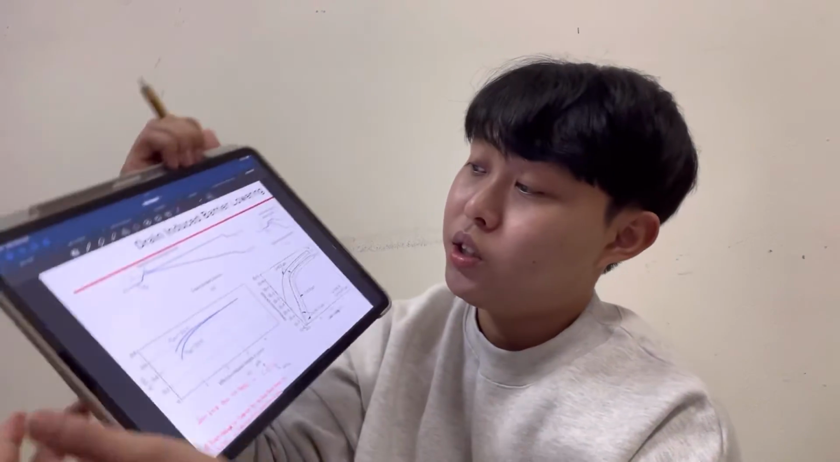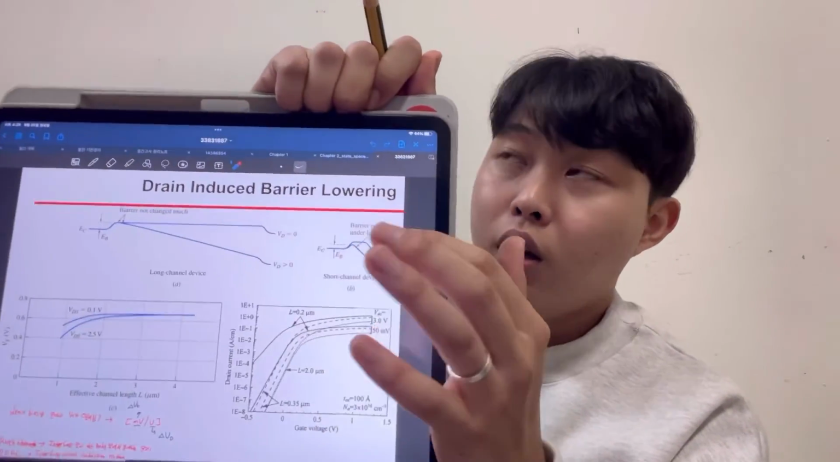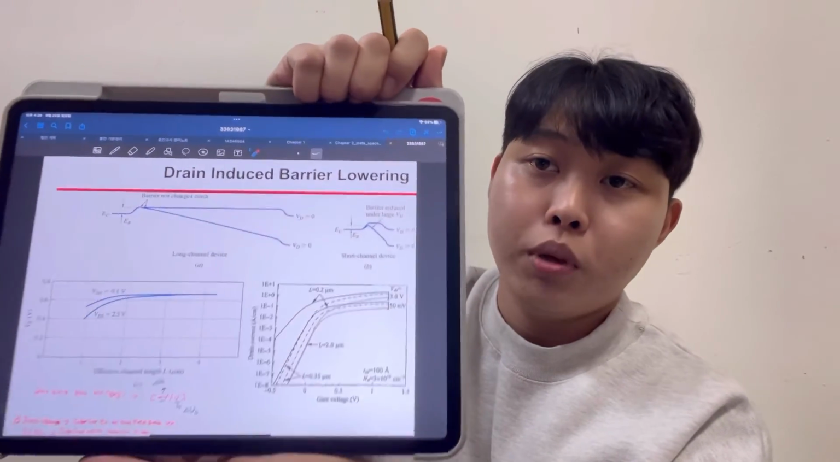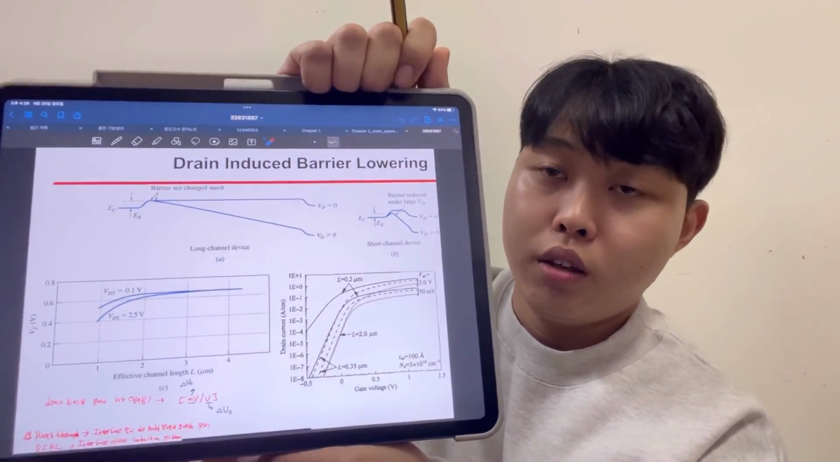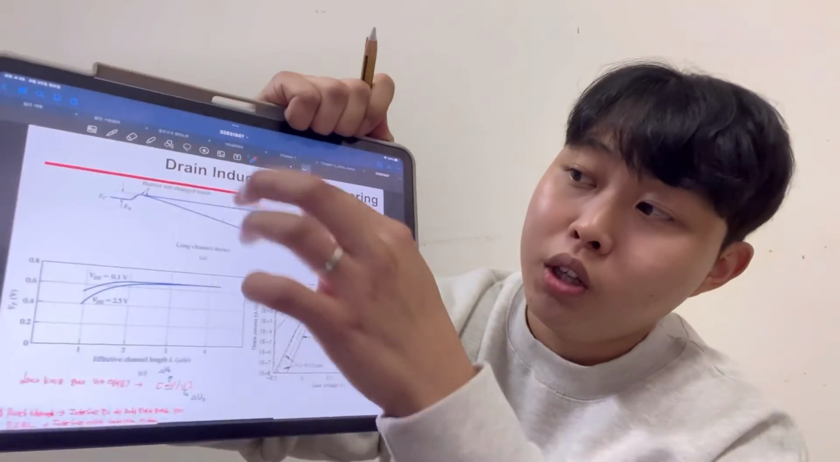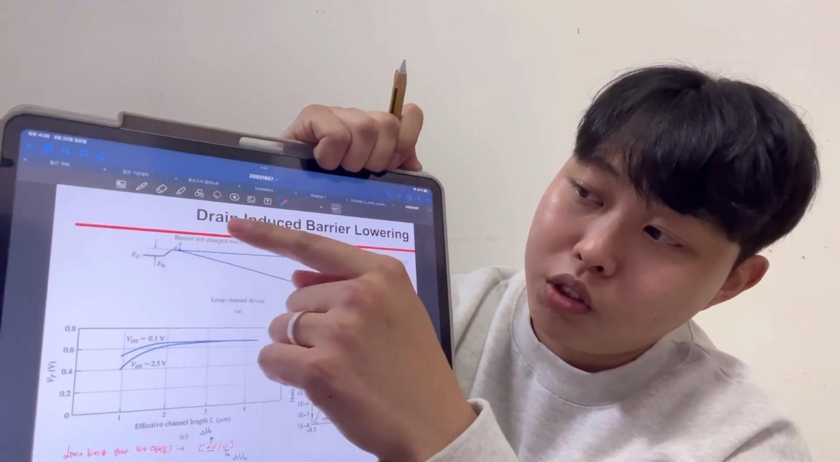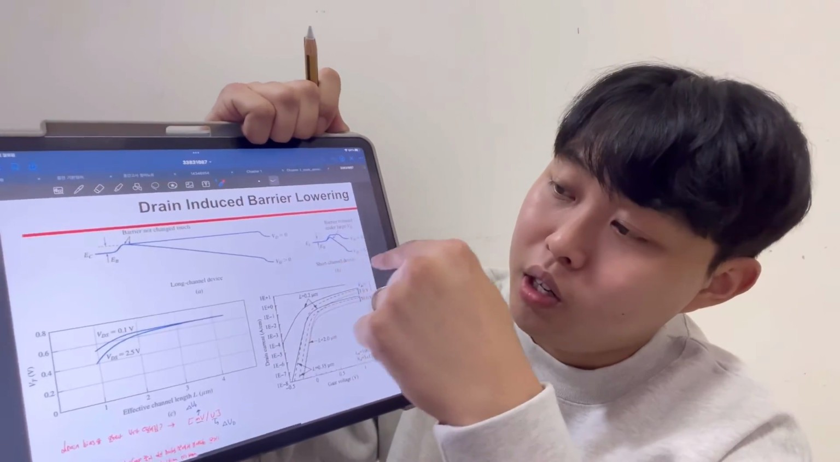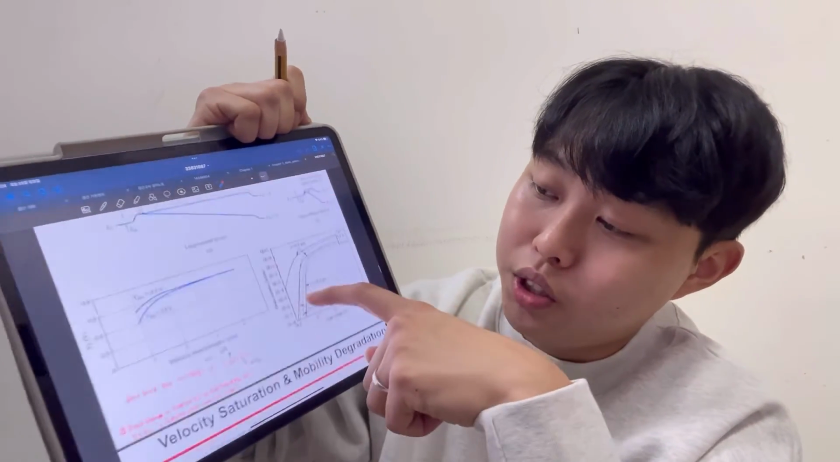So this is just a basic diagram to make your understanding better. When the channel gets shorter and we put a bias to the drain, the barrier gets lower, making some leakage current here.